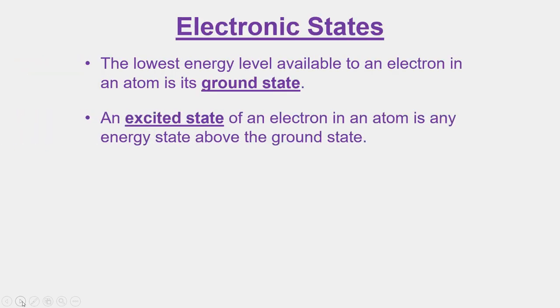So an electron can be in one of two different states. He can be in what's called the ground state, which is the lowest energy level available to that electron. That's kind of like his home where he wants to live. Or he can be found in what's called an excited state. An excited state is when the electron is in any energy state above his ground state. Now, these two terms are going to be very important when we're talking about the movement of the electrons. So make sure you understand ground state and excited state.